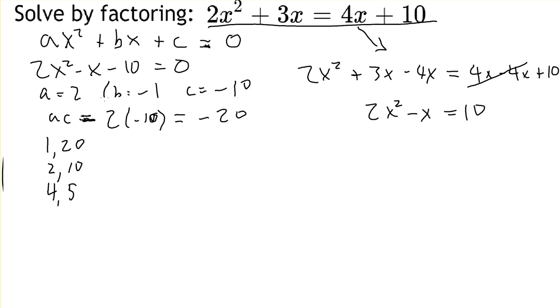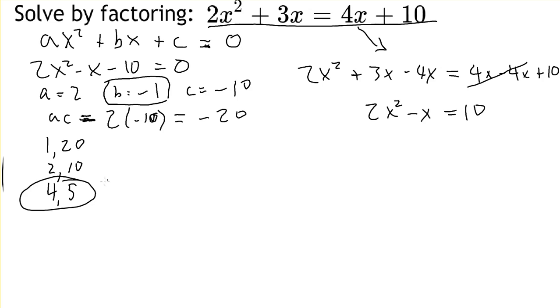So I remember, what was my b, right? So now the question becomes, which of these pairs can I put a minus sign on? I can put a minus sign on one of them and then add them together to get negative 1, right? And you see pretty quickly that that's got to be 4 and 5, right? And which one has to be negative? The 5, right? I see that now because 4 plus negative 5 gives me the b, negative 1. All right, so I found my pair.